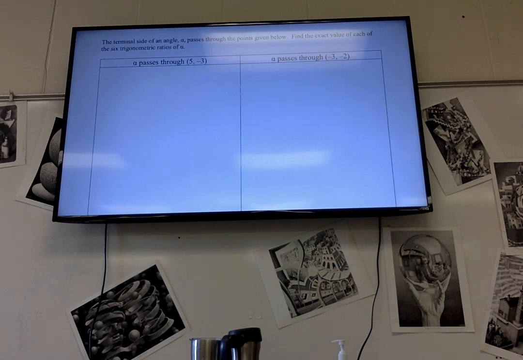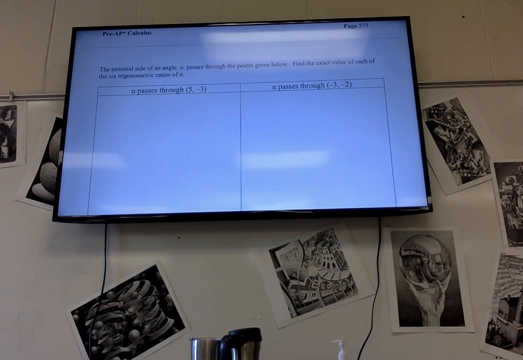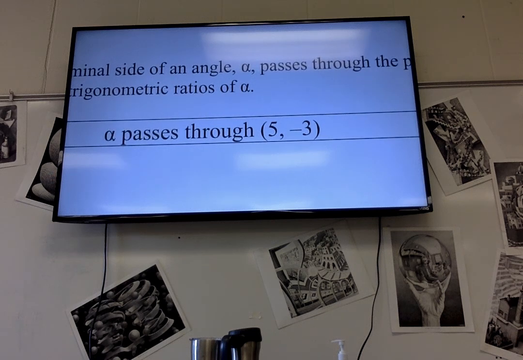So on the back side, page 576, the terminal side, so where an angle stops. Does anybody know what that symbol is? That's not A. It's a Greek letter. It looks kind of like that fish, the Jesus fish. Yes, alpha and omega. That might be where it came from. I don't know. But that is alpha.